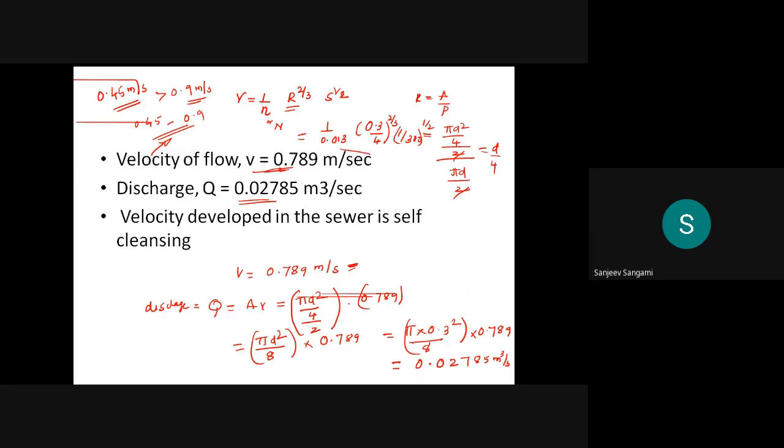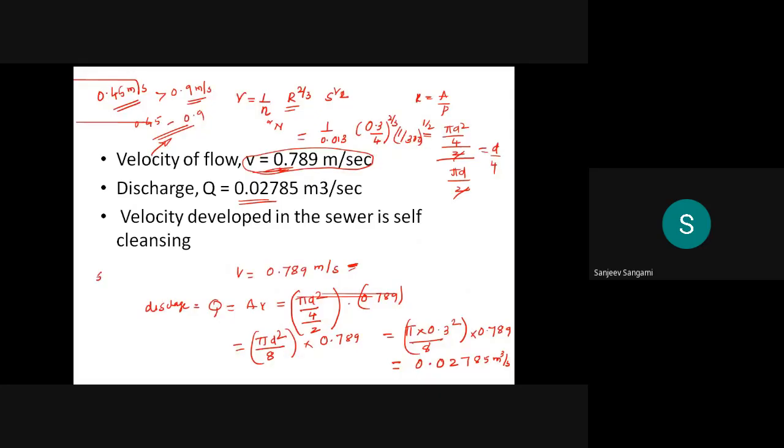So whatever the velocity we are getting, it will be in that range, which means it is self-cleansing. So if the value is in between 0.45 to 0.9, we can say it is self-cleansing. Suppose it is crossing 0.9, if it is greater than 0.9, normally we will not consider it as self-cleansing. It will go with the scouring velocity, not non-scouring, it is scouring velocity. So both, self-cleansing as well as non-scouring, are in that range only.